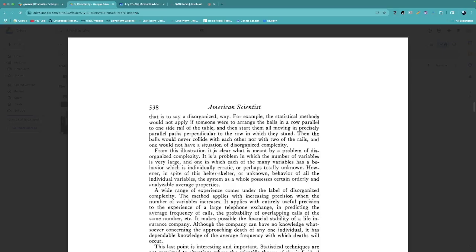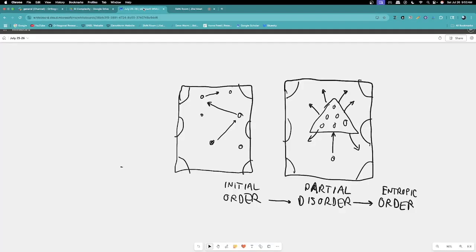From this illustration, it is clear what is meant by the problem of disorganized complexity. It is a problem in which the number of variables is very large, and one in which each of the many variables has a behavior which is individually erratic and perhaps totally unknown. However, in spite of this unknown behavior of all the individual variables, the system as a whole possesses certain orderly and analyzable average properties.